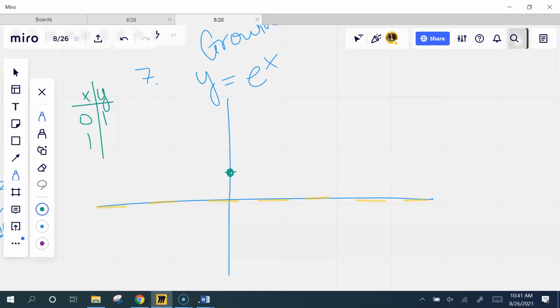If I plug in 1, and this is the one you're going to have to kind of remember what value e has, you end up getting about 2.7. So you're just going to remember that that's about what it is. Because you remember what growth looks like, right? Growth comes up, hugs the asymptote one way, and shoots up really fast in the other.